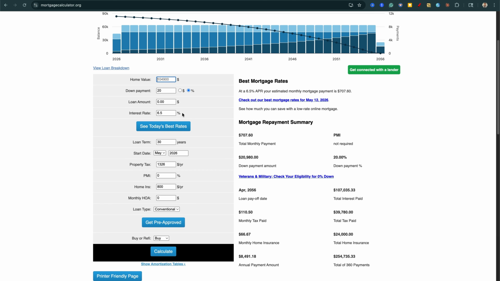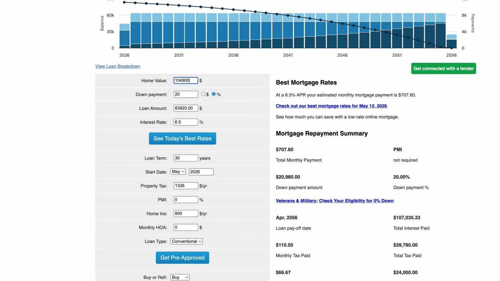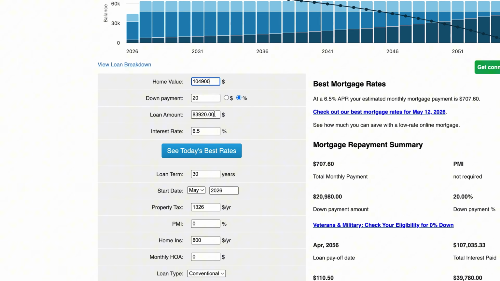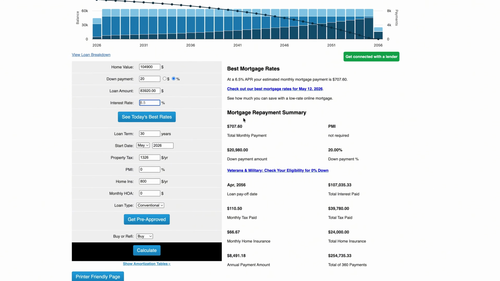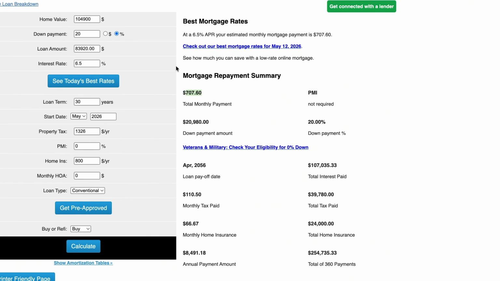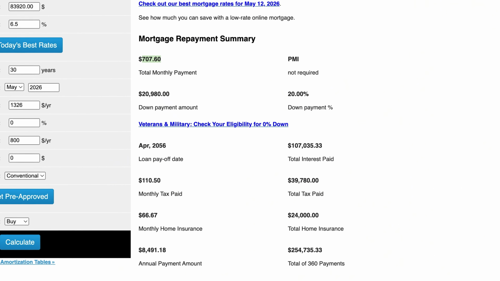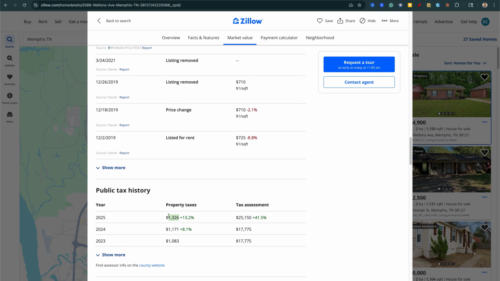Here's every dollar going out each month. So I will take you to the mortgage calculator. I will put down the price here, 104,900. You put 20% down and your loan amount is $83,920. With a 6% interest rate, you are paying close to $708. For the property insurance, you can get an estimate from an insurance agent or online. And you can also take a look at the taxes for this property. I can see 1,326. So let's go one by one.